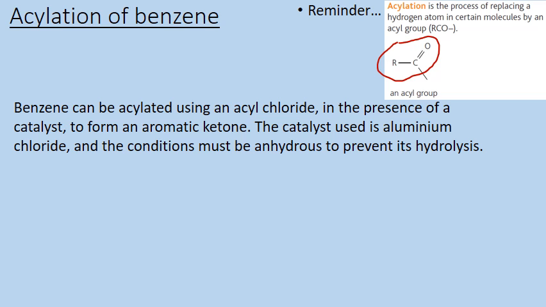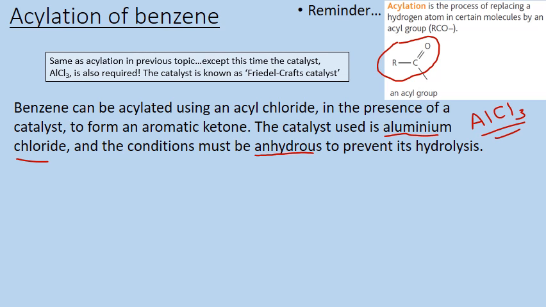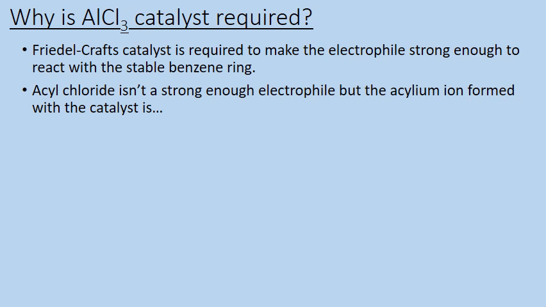So we must know the condition is anhydrous, and the catalyst is aluminium chloride, which is AlCl3, aluminium chloride. So that catalyst is also known as Friedel-Crafts catalyst. Okay, so when you hear the term Friedel-Crafts catalyst, it just means AlCl3. So why is the catalyst needed here when it wasn't needed in the acylation of water, for example, or the acylation of ammonia or amines?